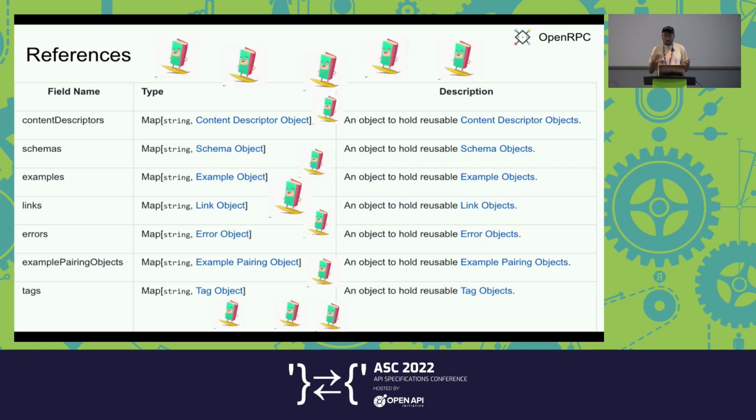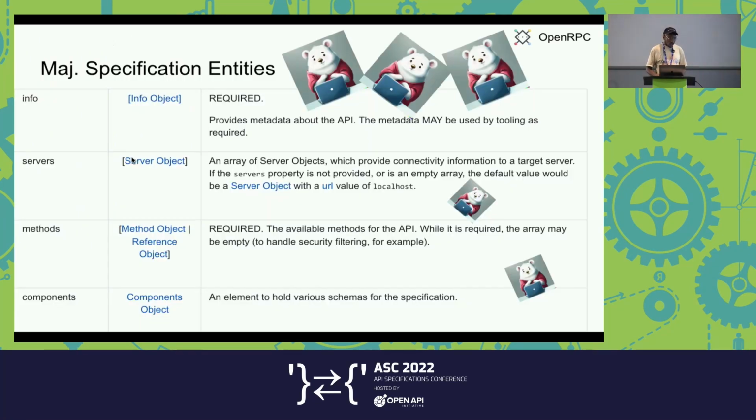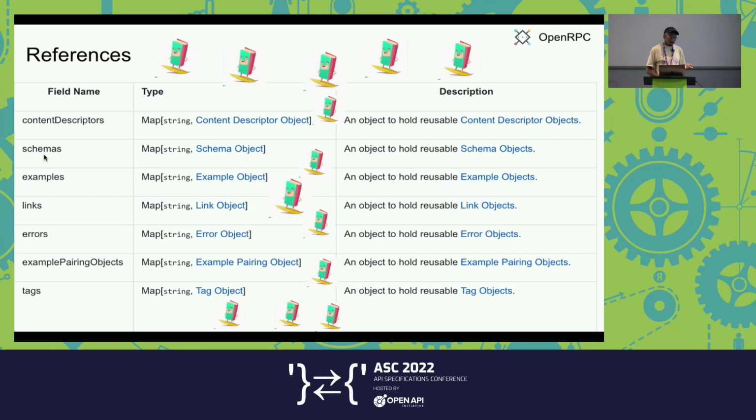So the next side of this are the references. We have the content descriptors, which I was talking to you about earlier, which are these. And then we have schemas, we have examples, we have links. If you happen to attend any of the talks this week about linkset, this is equivalent to linkset. What links allow you to do is specify all of the associated methods with a method that you specified within the document.